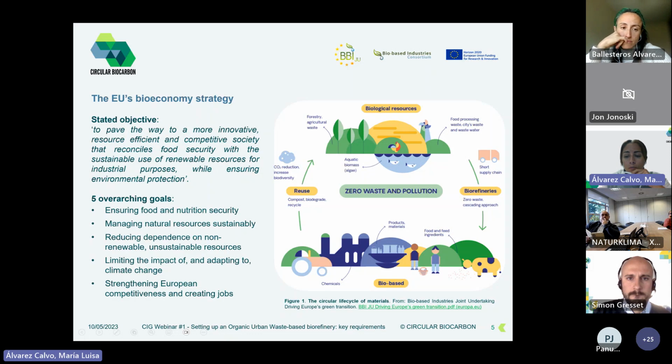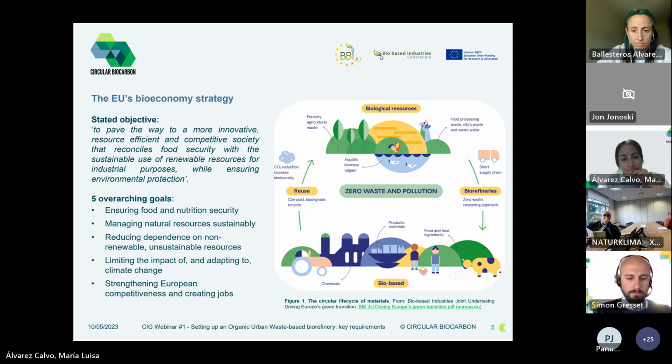This strategy, adopted by the European Parliament, set out five overarching goals to help establish a viable bioeconomy in Europe. One is ensuring food and nutrition security, then managing natural resources sustainably, reducing dependence on non-renewable unsustainable resources, limiting the impact of and adapting to climate change, and strengthening European competitiveness and creating jobs.